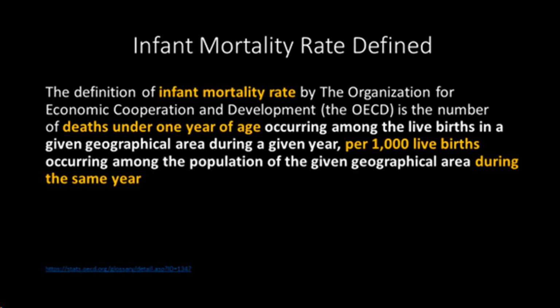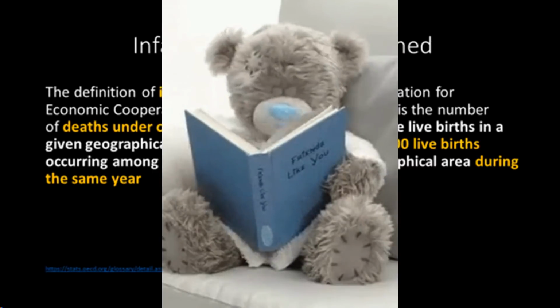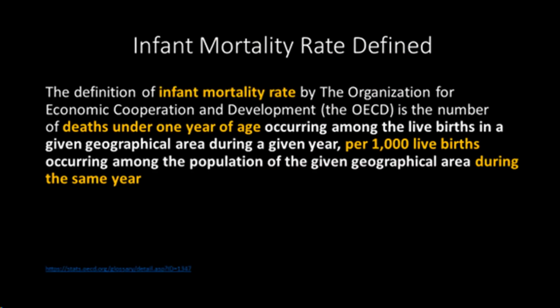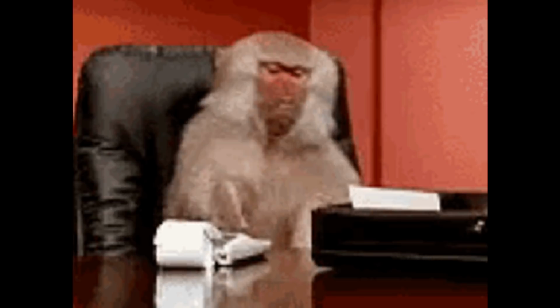The definition of the infant mortality rate by the Organization for Economic Cooperation and Development, the OECD, is the number of deaths under 1 year of age occurring among the live births in a given geographical area during a given year per 1,000 live births occurring among the population of the given geographical area during the same year.